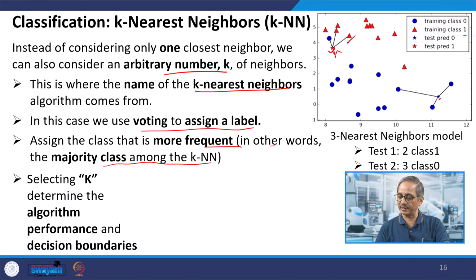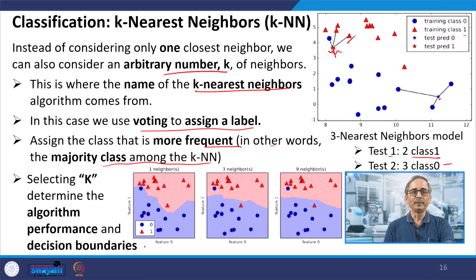And in the case of this test point, all 3 are of the same class, class 0. So, for test 1 you have 2 of class 1, and for test 2 the 3 are class 0. Here I have taken 3 neighbors, so the k value is 3 in this case. Selecting k determines the algorithm performance and the decision boundaries. Based on how many neighbors we are evaluating, our decisions are changing, our classes are changing.